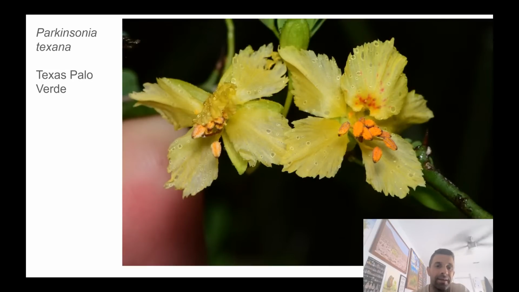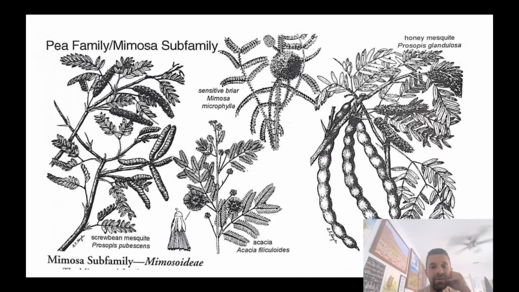Texas Palo Verde, Parkinsonia texana: 5 petals, the stamens, and the style is in there too. See, there's a style right there. 1 single style and many stamens. If you're always trying to figure out what's the male part and what's the female part, you're always going to have many stamens and many fewer styles, generally 1 style. The pistil will be by itself, and the stamens will be much more numerous. There are many more male parts of the flower than female parts.